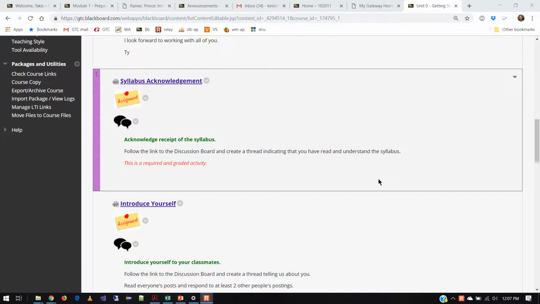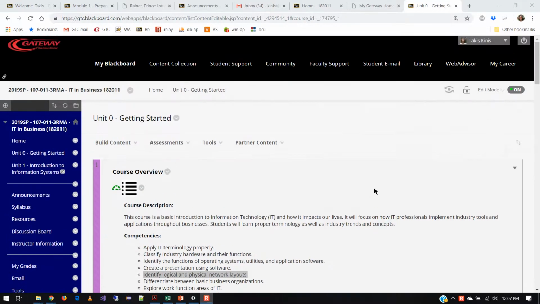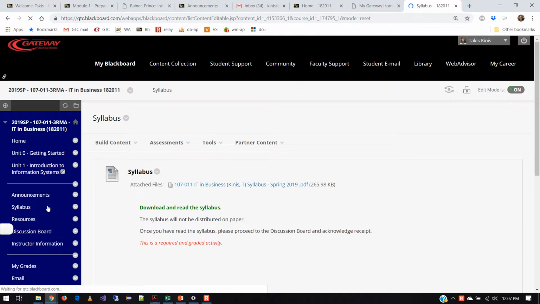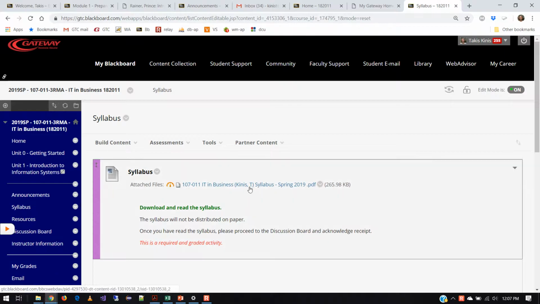We're going to be looking at the syllabus for the class. The syllabus can be located by clicking on this link on the left-hand sidebar in your Blackboard course shell. Once you get in there, you're going to see that there's a file attached to the syllabus posting. Click on that to download it and open it within your browser.